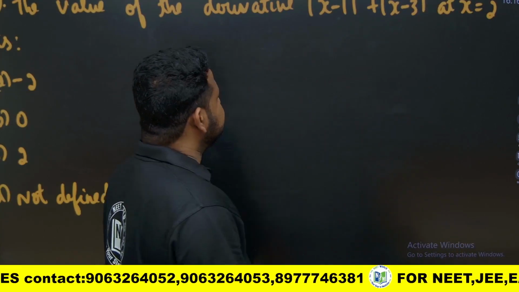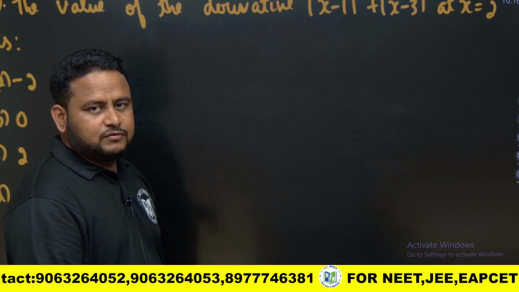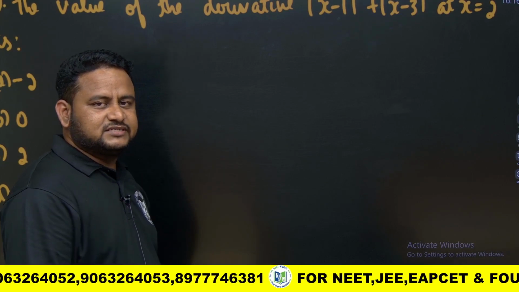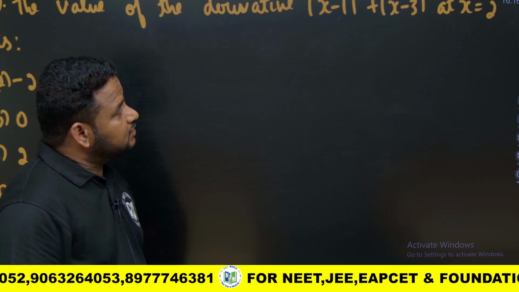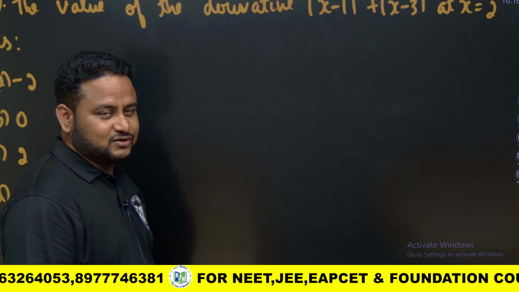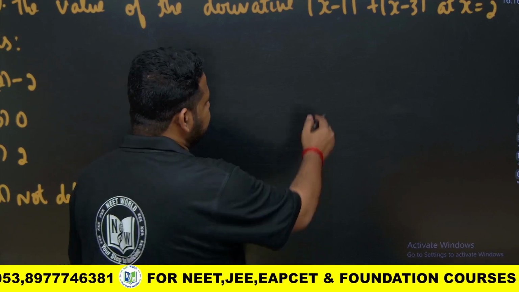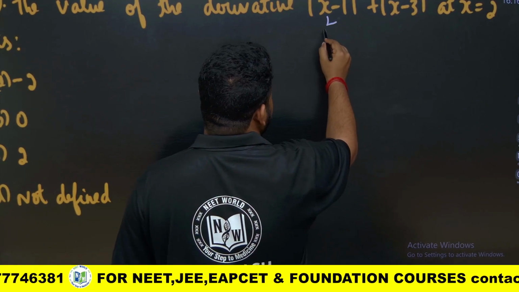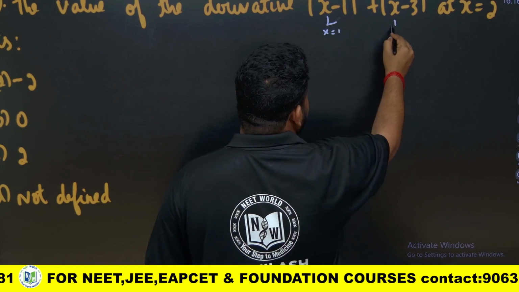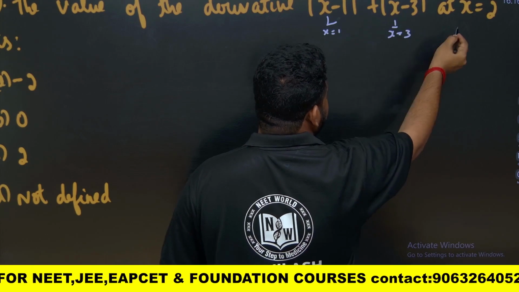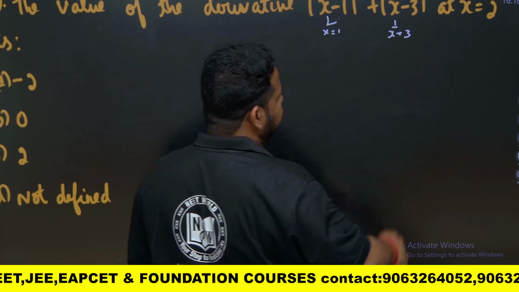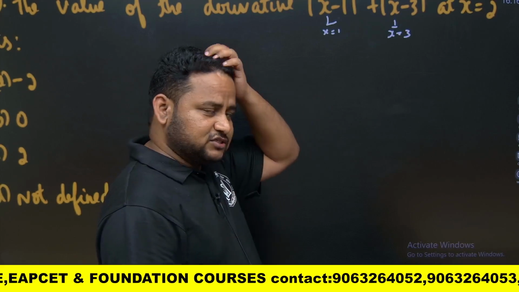Now, till now they have given us whether it is differentiable or not. Now they are telling us to differentiate this and give the value of the derivative. Definitely, it is not differentiable at x is equal to 1, and it is not differentiable at x is equal to 3. So, to get the derivative at x is equal to 2, we have to split the function. So, how to do it?